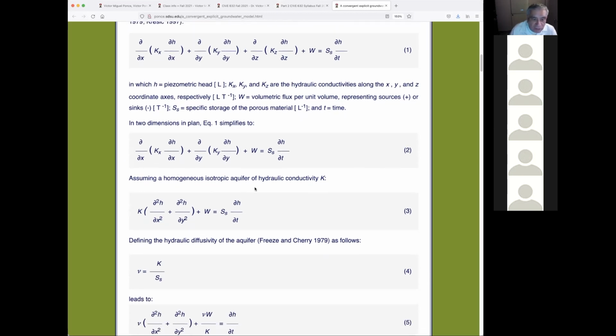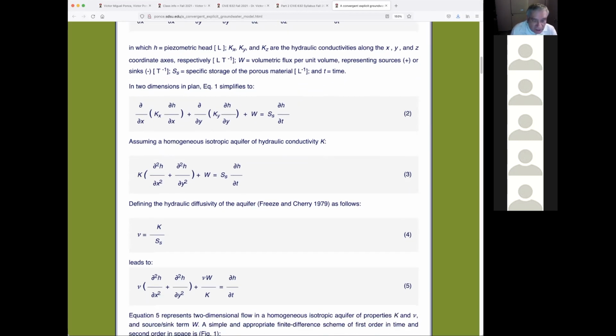Now, if we assume a homogeneous isotropic aquifer of hydraulic conductivity K, then we further simplify this. We pull the Kx and Ky and call it K, and we pull it outside. And now we get a true second order, so-called diffusion equation. Okay, defining the hydraulic diffusivity of the aquifer, Freeze and Cherry, as follows.